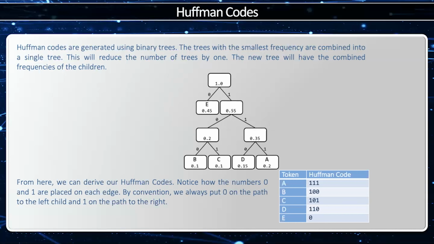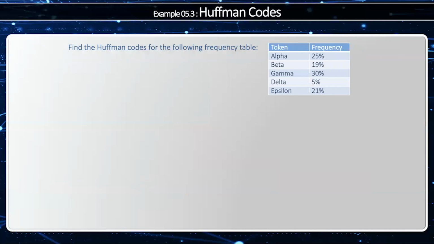For B, we go right, and then left, so 1, 0, 0. C, we go right, and then left, and then right, so 1, 0, 1. D, 1, 1, 0. And notice E is really close to the top. It only has a single value, which is 0. Okay, let's do the problem again.